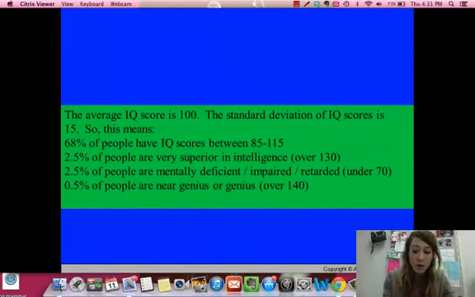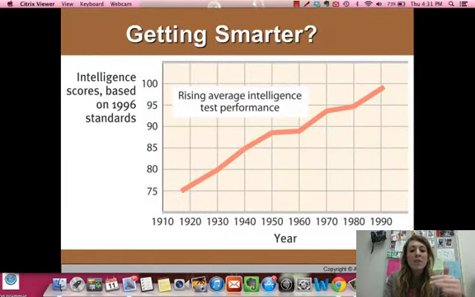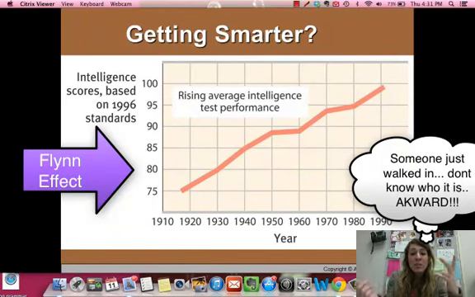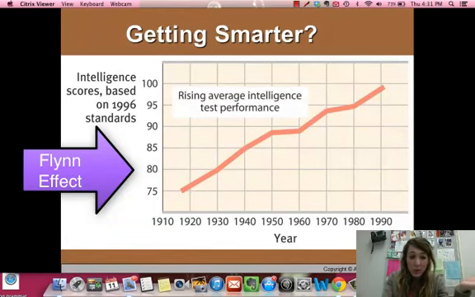So they're over 140. Okay, and what they found is something called the Flynn Effect, and this is the idea that over time our intelligence scores have risen on the whole. So this is called the Flynn Effect, that we keep getting smarter, but we don't really know why.